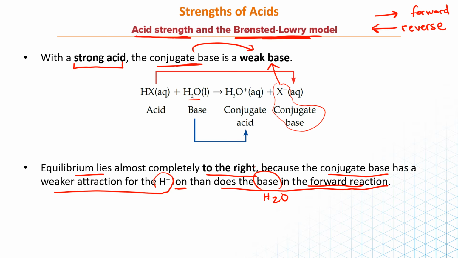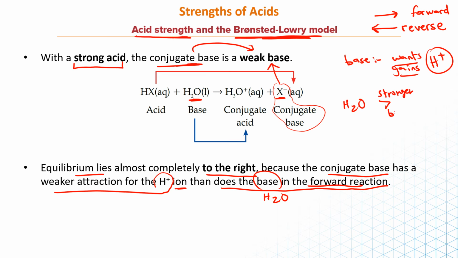So what does it say here? We know that a base wants or gains H plus, right? So we have two bases here. We have the conjugate base X minus and we have H2O. Which one is stronger? The H2O here is a stronger base than the X minus.